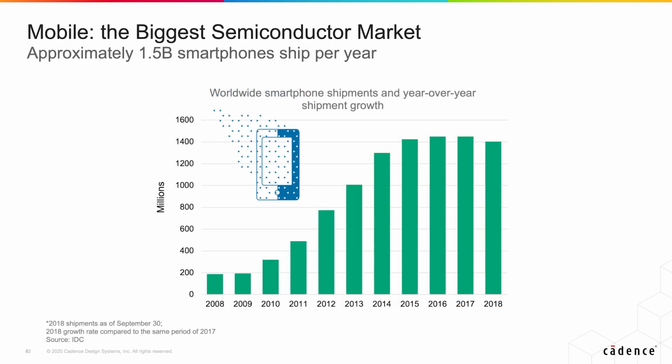And mobile is the biggest semiconductor market. There are about 1.5 billion smartphones shipped every year. It's flattened off. These are the numbers you can see, the green bars. It built up from small numbers and then grew steeply. And now we're close to a replacement market. Most people buying a smartphone already have a smartphone and are selling the one that they've got or scrapping the one that they've got. So it's not like we're in that high growth phase anymore.